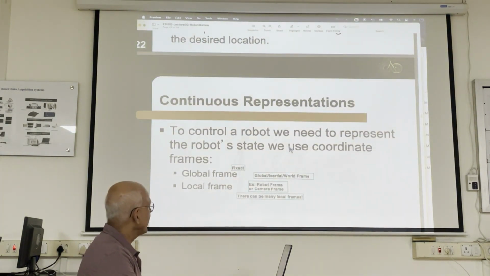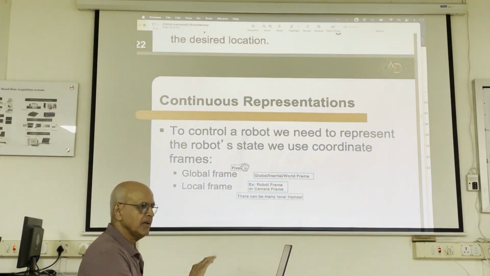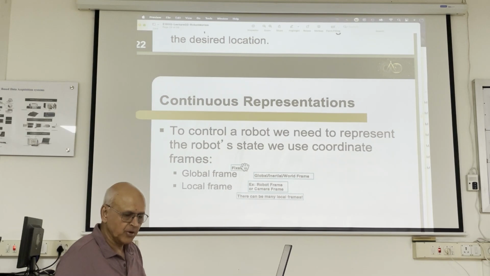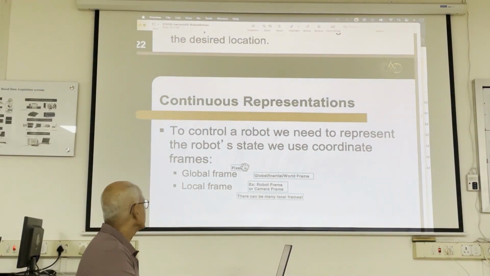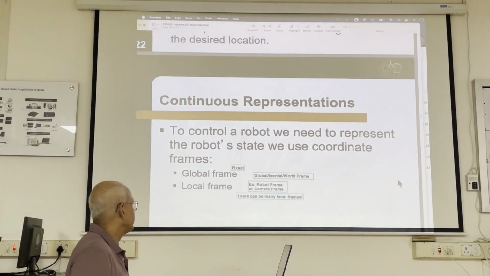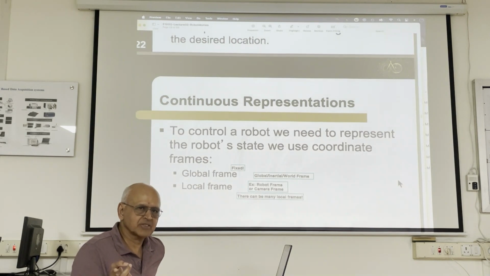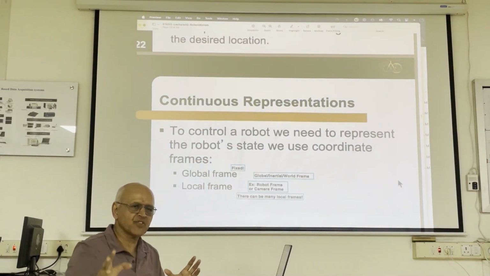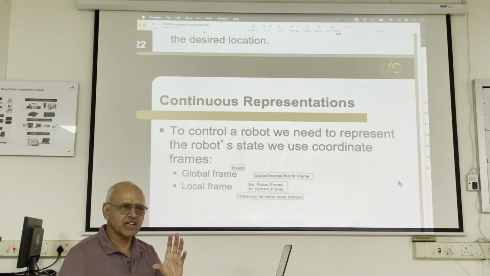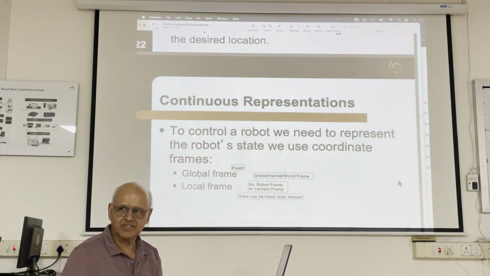So, we have to have a coordinate system. A global frame is fixed. It is not movable. You can't dig it out and put it somewhere else during the experiment on the robot. The global frame is also called the global inertial world frame. All these are equivalent names. The global frame is fixed, but you can have other fixed frames. But there's only one global frame, right? I told you this earlier. You can have many fixed frames, but there is only one world frame. There's only one.